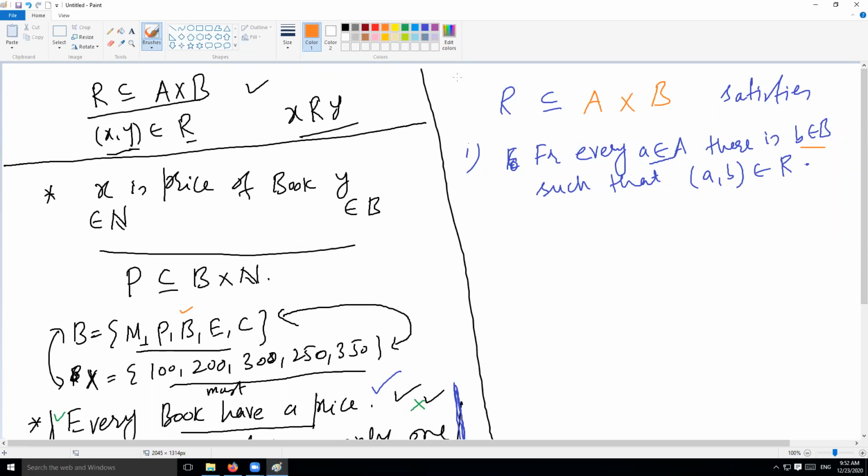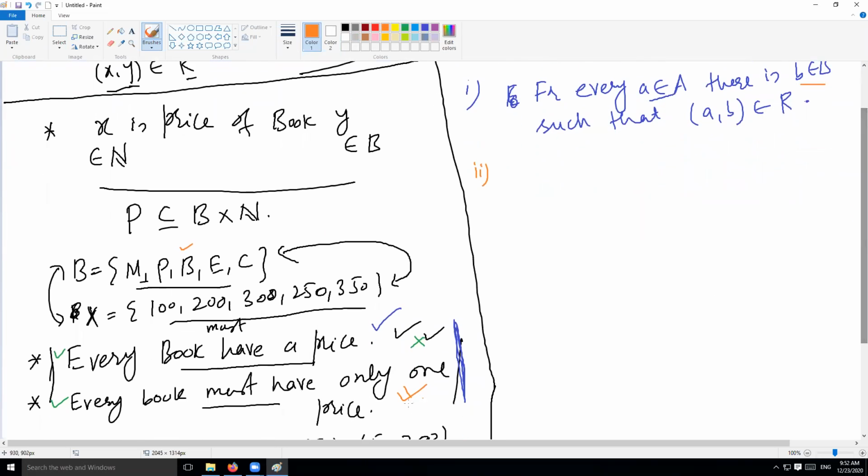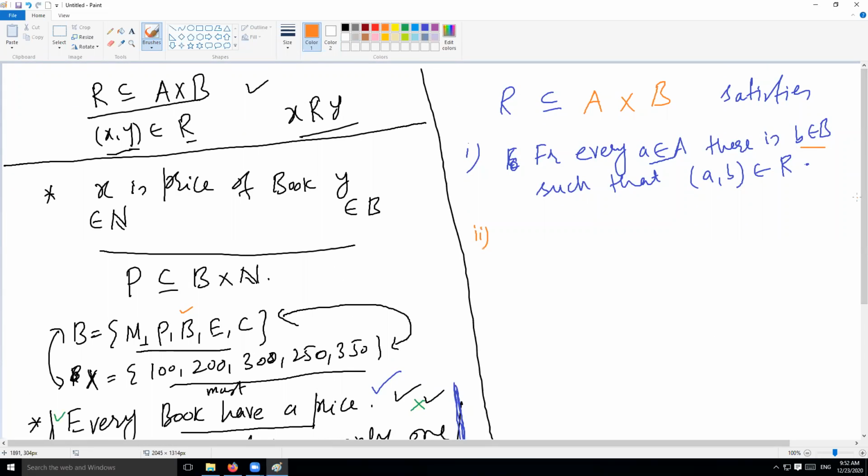And secondly, for every A, I want to say that there is only one, okay? So I would say that for every A in A, there is a unique B in B such that A is in relationship with B with this relationship R. So for every A, there is a B.